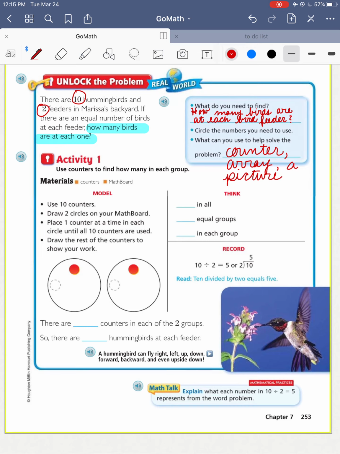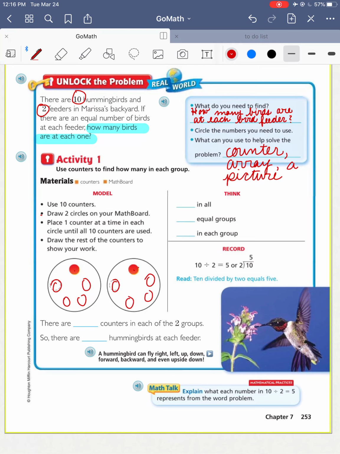It says use 10 counters. Draw 2 circles on your math board and place 1 counter at a time in each circle until all 10 counters are used. Draw the rest of the counters to show your work. So they gave us 1 counter. So 1, 2, then we need to add 1 more to each. 3, 4, 5, 6, 7, 8, 9, 10.